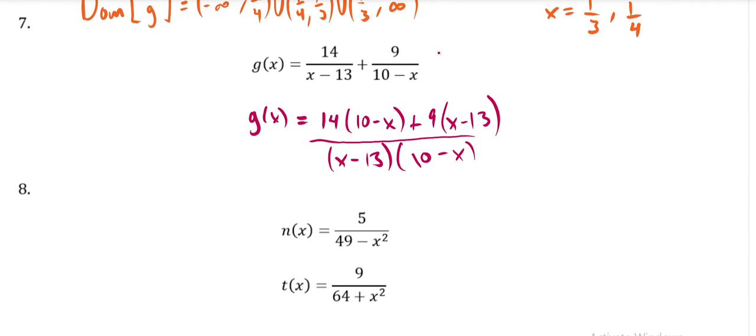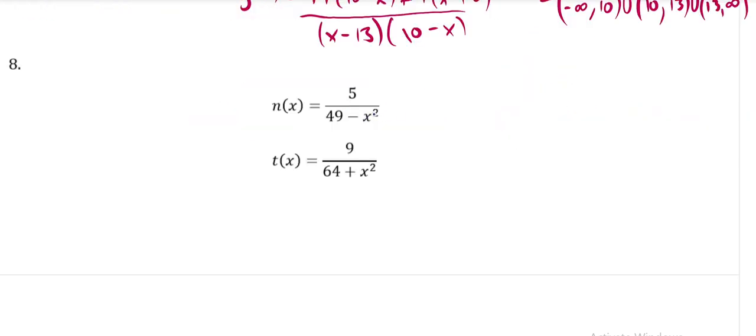Now, we could also have looked straight away at this original function and said, well, when are either of my denominators going to be 0? Because that will, of course, cause one or the other of these components to be undefined. And we could see in either case that that's going to be where x is equal to 13 or x is equal to 10. And so we leave those out of our domain as such.